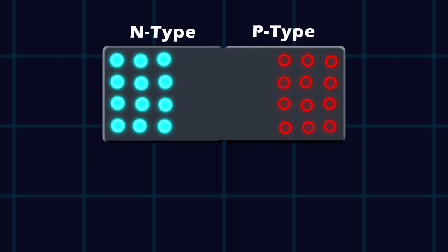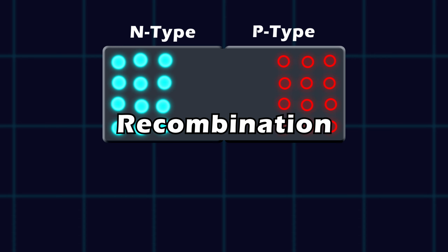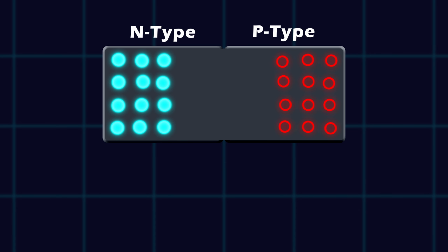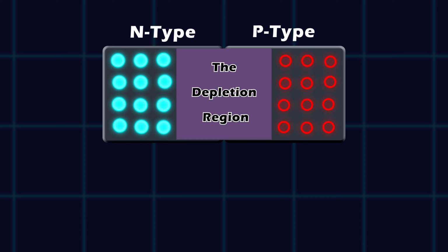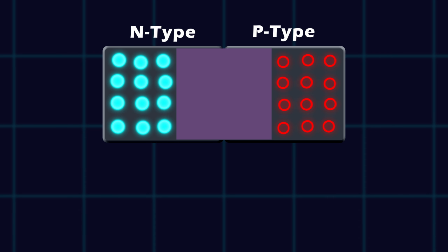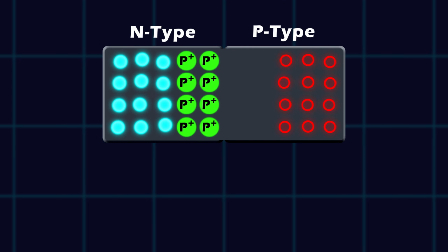As a result of this recombination, the area near the junction is emptied of all mobile charges. With no free electrons or holes left to move, these regions become non-conductive. We call this the depletion region. But something deeper is happening. As the electrons leave the N side, they leave behind positive ions.